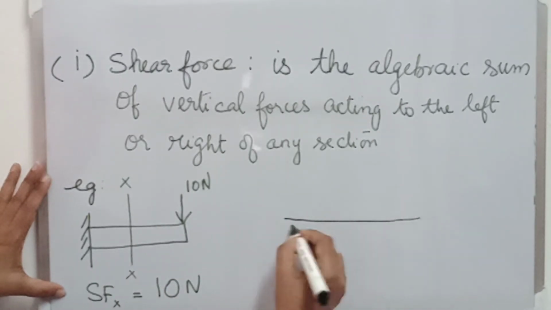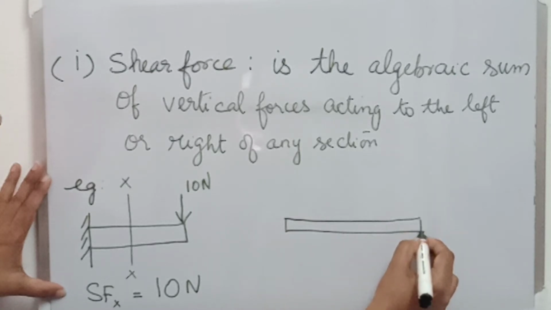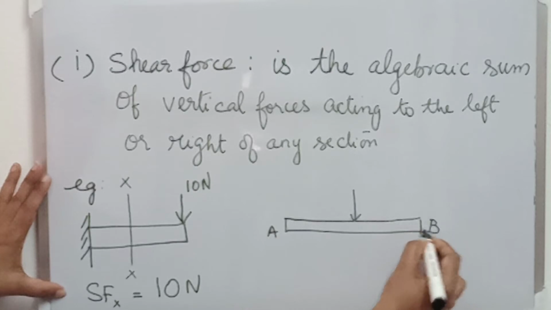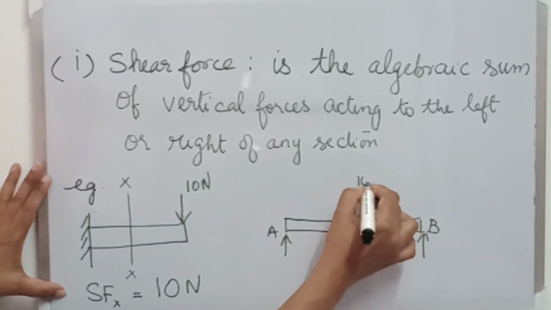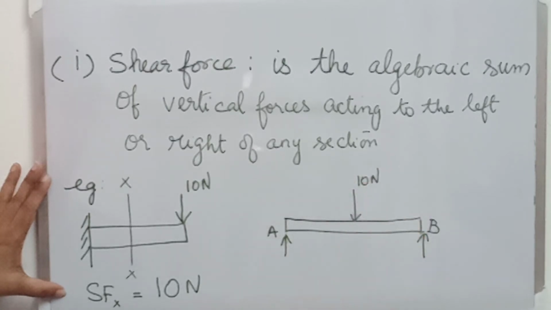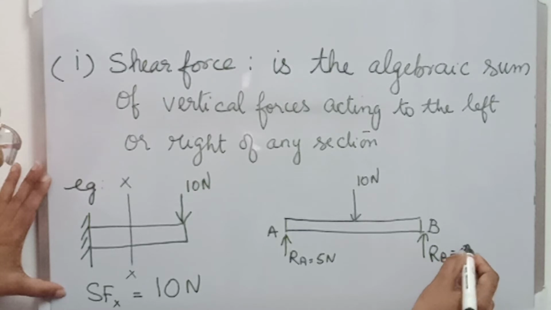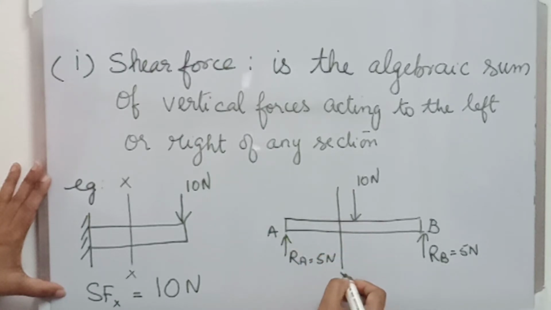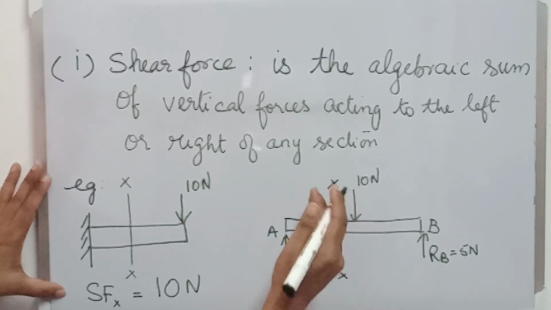Let us also take an example of a simply supported beam with a loading at midspan. So the beam is AB, I'm drawing the 2 supports now, and it is loaded at the midspan with a load of 10 newtons. So the reactions at supports A and B will be equal, and that will be equal to 5 newtons.